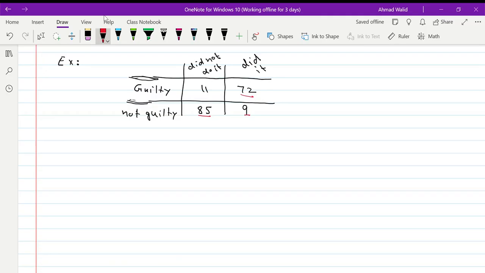And the first, which I have 11, we call this false positive. 72 is true positive. Why do we call it positive? Because it's based on the decision of the judge. If guilty, we call it positive, not guilty, negative. Correct? 85, we call it true negative.